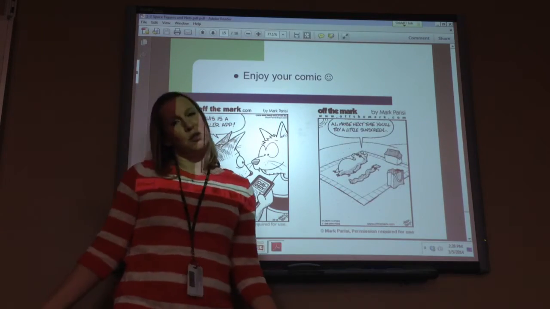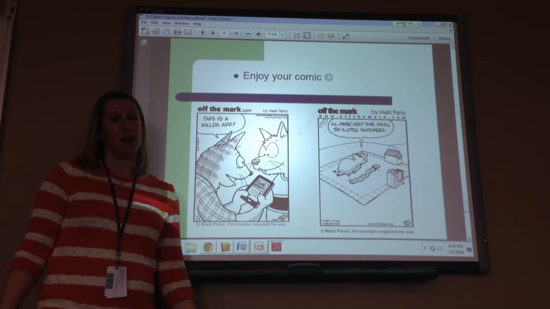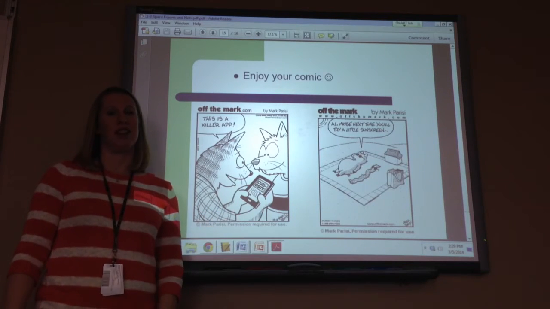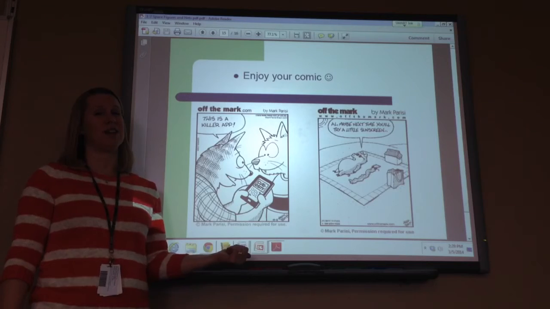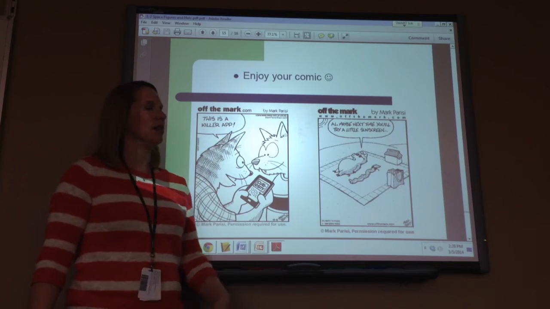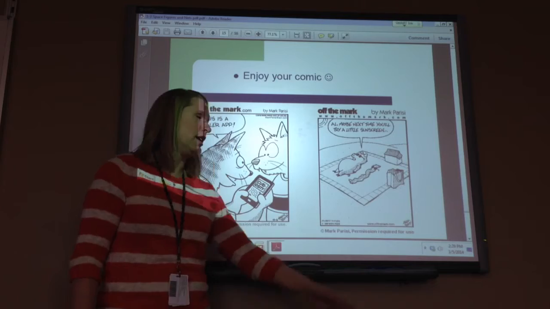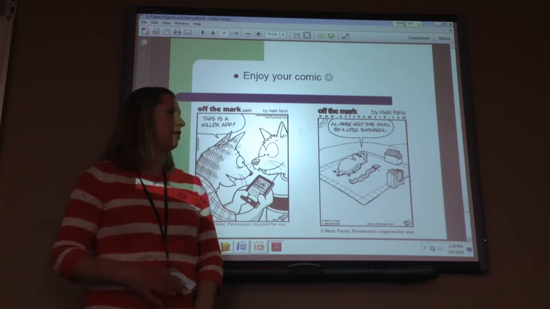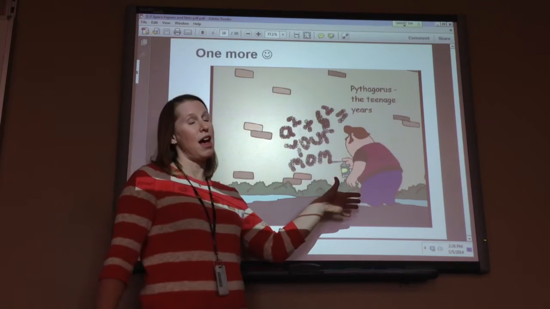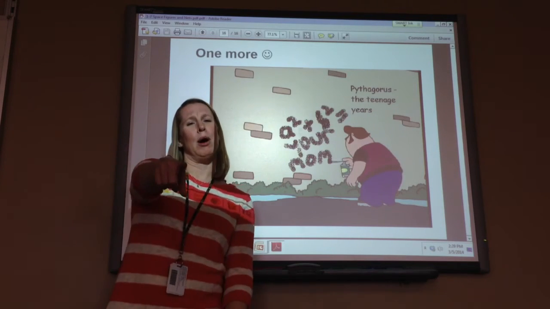Okay, so I got a few jokes. You know me and my jokes. So this first one, the cat is talking, and the cat's like, "This is a killer app." And the app's name is Curiosity, because you know how curiosity killed the cat. It's funny. And then this one's kind of funny too. So we got this pig laying out in the sun, and he looks at his friend and he's like, "Maybe next time you use a little sunscreen." So the pig turned into bacon. Yum. Okay. Got one more. I thought this was funny. So this is Pythagoras in his teenage years. So he says a squared plus b squared equals your mom.